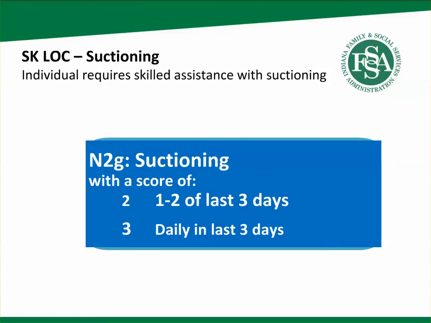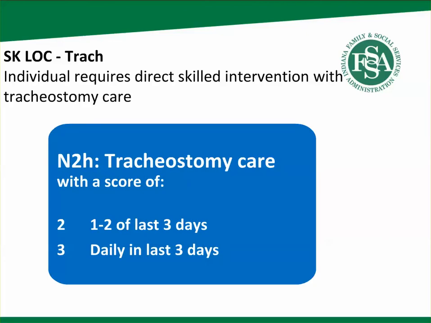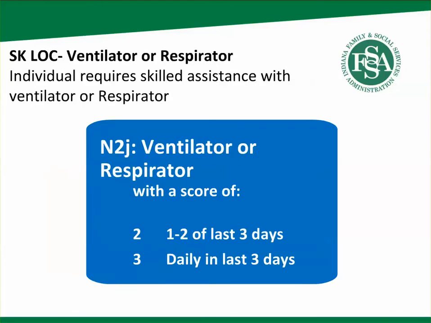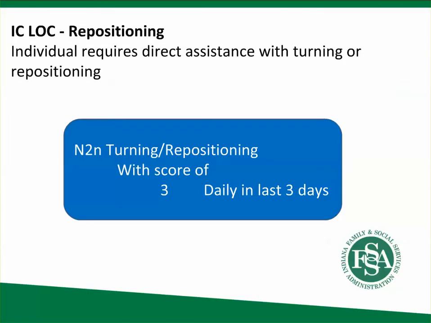Then for the skilled level of care for suctioning, that would go into N2G with the following scores as listed. For the skilled level of care for trach, again, N2H with the following scores of 2 or 3. For the skilled level of care for ventilator or a respirator, that goes into N2J, again, with a score of 2 or 3. Then for the intermediate level of care for repositioning, that's N2N with a score of 3.